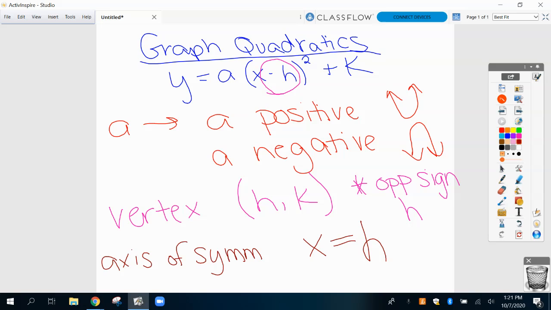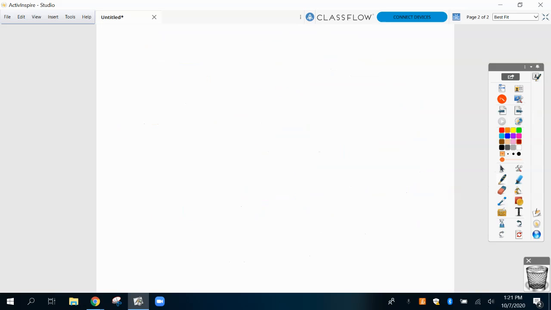Okay. So let's say I'm given the equation y equals x minus 3 squared plus 4. I would first want to decide what does a equal. So in this equation, a is what's sitting directly in front of the parentheses. So a equals positive 1. So if a is positive 1, is this parabola going to open up or is this parabola going to open down? We should have said that this parabola is going to open up. Whenever a is positive, we know it opens up.